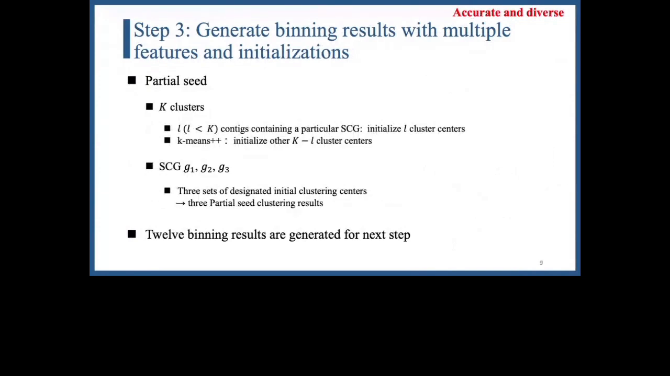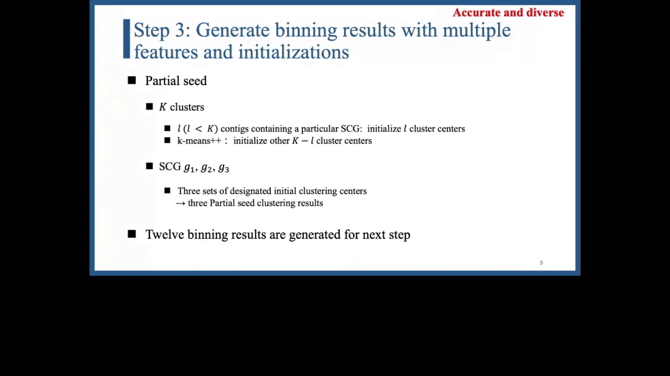To generate high-quality diverse component binning results, we proposed the partial seed strategy based on k-means++, a variant of k-means. Let K denote the bin number estimated by step 2. Instead of randomly choosing the K cluster centers, we use the SCG information to define cluster centers. For a particular SCG, we suppose that there are L contigs containing this gene. These L contigs should belong to different genomes, which were used to initialize L cluster centers. Then we used k-means++ to generate the other K-L initial cluster centers and get the binning results.